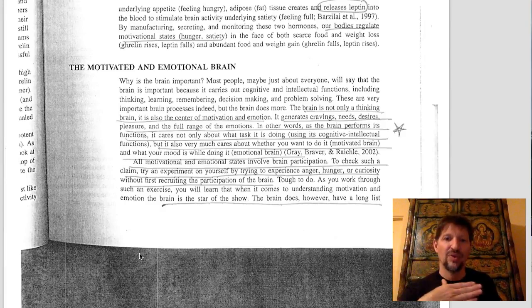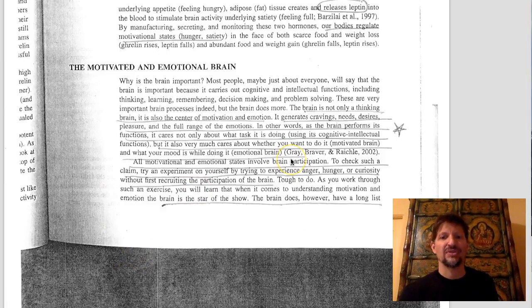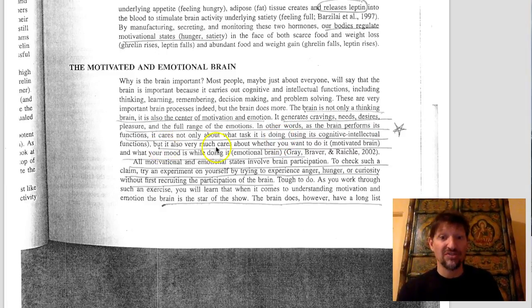So again, what we're trying to do is create alternatives. Like I said, positive addictions, a way to funnel and maybe take a more comprehensive approach so that this thing won't cave in. Okay, the brain is not only a thinking brain, it's also the center of motivation and emotion. It generates cravings, needs, desires, pleasure, and the full range of emotions. In other words, as the brain performs its functions, it cares not only about what task it is doing, using a cognitive intellectual function, but also very much cares about whether you want to do it, which is the motivated brain, and what your mood is while doing it, the emotional brain.